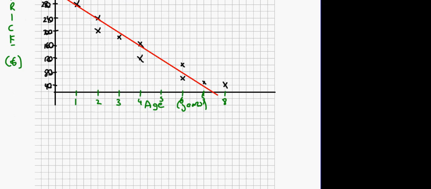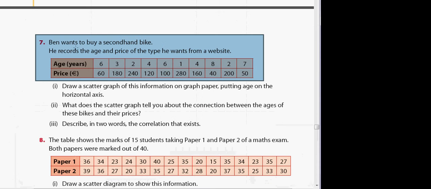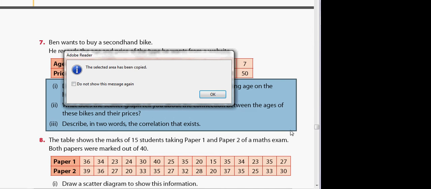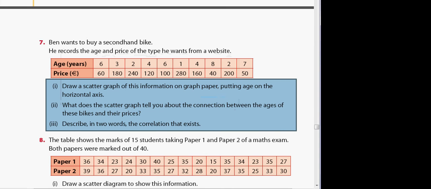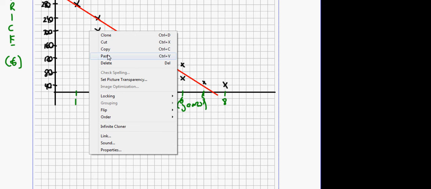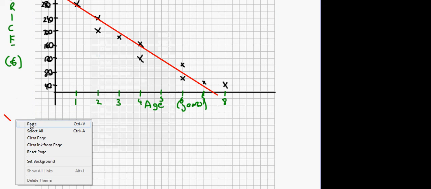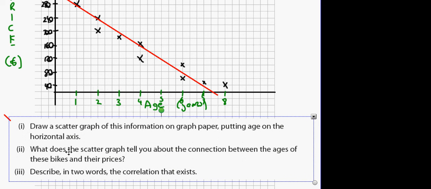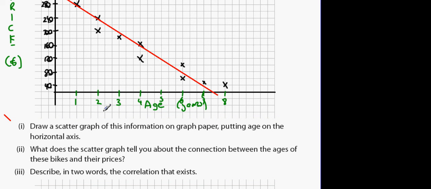Now the next part of this question is saying we drew our scatter plot, which is grand. So we have to describe the correlation that exists. Draw the scatter graph, putting age on the horizontal axis. We've done that. The next part is, what does the scatter graph tell you about the connection between ages of bikes and their prices? The older the bike, the cheaper it is. The newer the bike, the more expensive it is.